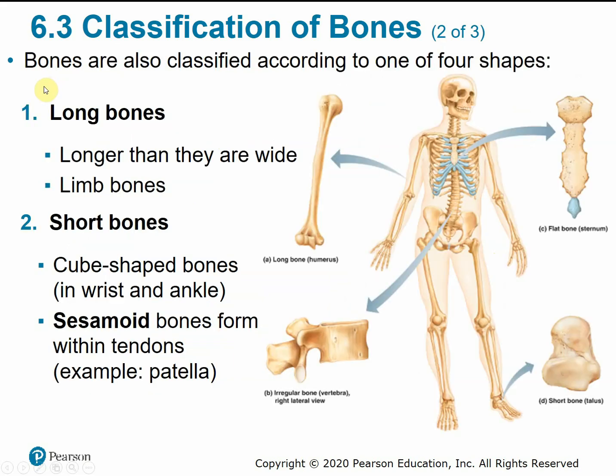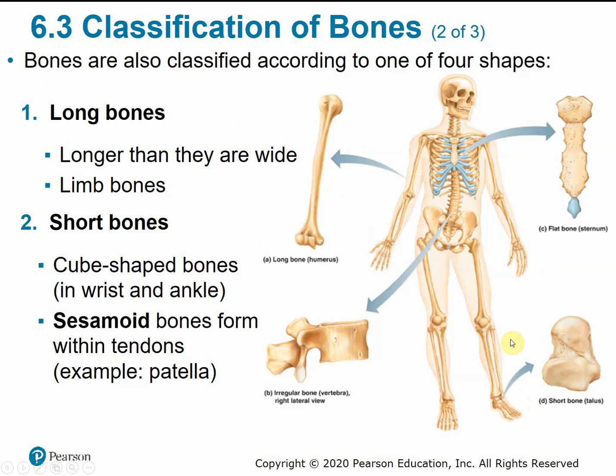Bones can be classified based on their shape. Generally, bones fall into one of 4 shape categories. Long bones are longer than they are wide, so basically all of your limb bones fit into this category. Short bones are shorter and more cube-shaped. These are commonly found in the wrist and the ankle, the carpals and the tarsals.